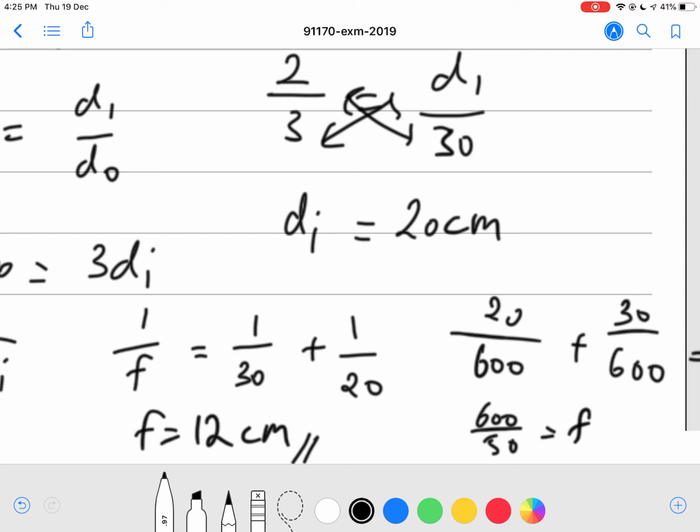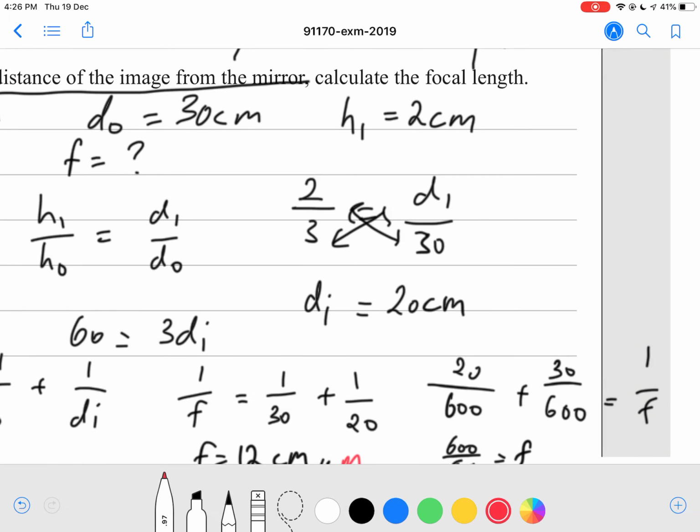And that should be your final answer for this question. This question should just be a merit level question. In terms of getting an achieved grade, if you get up to di equals 20 centimeters, then you should be able to get an achieved grade.